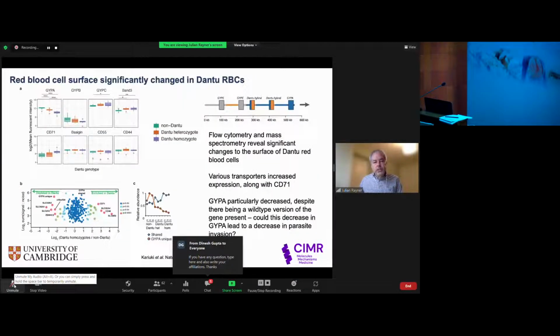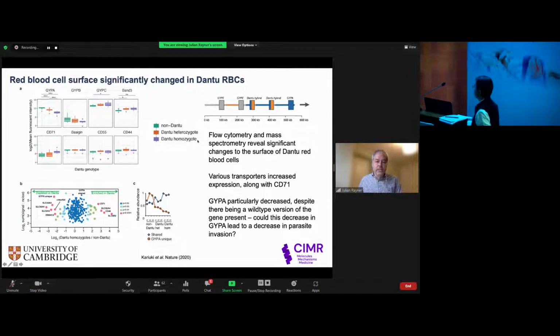So the first thing we did was just look at the red blood cells themselves and ask if there was anything different between the DUP4 wild type and the DUP4 heterozygote and DUP4 homozygote cells. And through a combination of flow cytometry and surface proteomics, using this wonderful technique that Mike Weeks had developed, where essentially you label and purify surface proteins and no other proteins, we could see there were a number of different changes on the surface of these red blood cells. So a few proteins were down, a few proteins were up.